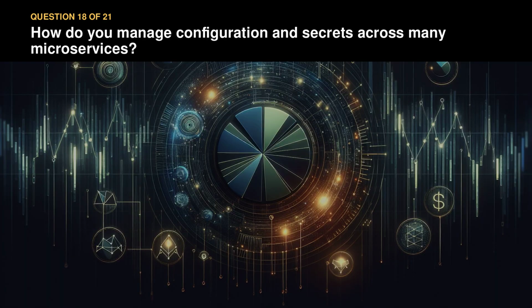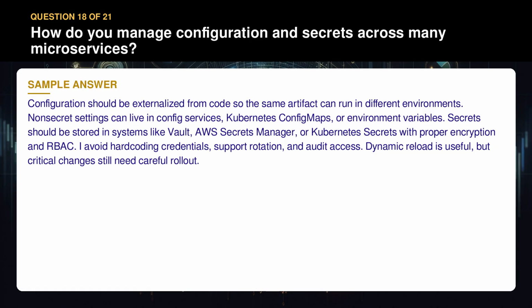Question 18. How do you manage configuration and secrets across many microservices? Configuration should be externalized from code, so the same artifact can run in different environments. Non-secret settings can live in config services, Kubernetes config maps, or environment variables. Secrets should be stored in systems like Vault, AWS Secrets Manager, or Kubernetes Secrets with proper encryption and RBAC. I avoid hard-coding credentials, support rotation, and audit access. Dynamic reload is useful, but critical changes still need careful rollout.